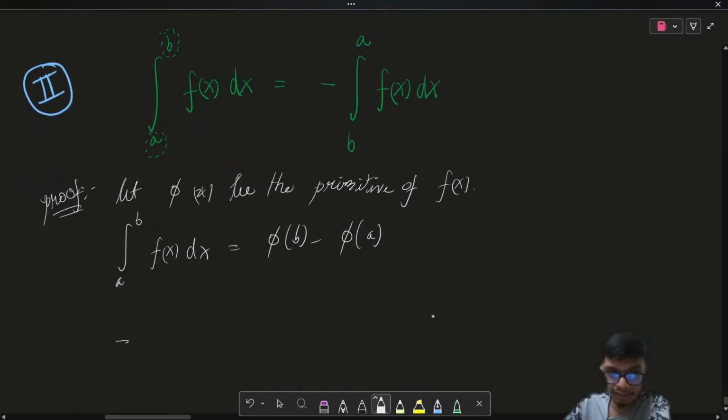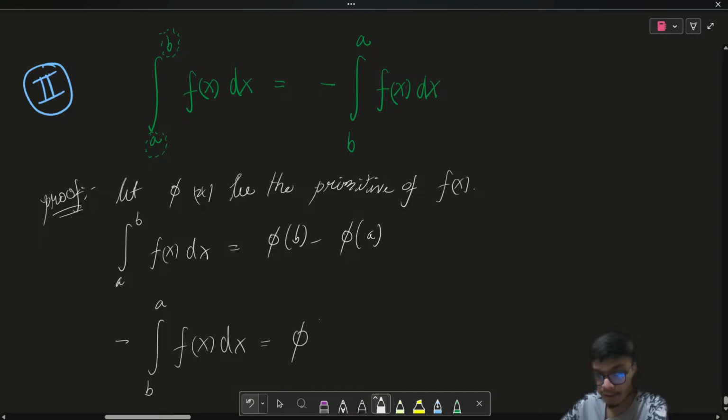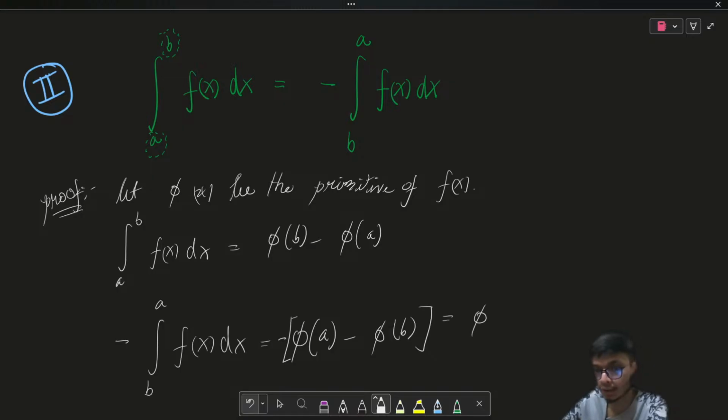Similarly, if I take a negative sign and do the integral from b to a for this given function f of x dx, then this can be given as phi of a minus phi of b. But don't forget there is a negative sign outside, which will make it again equal to phi of b minus phi of a, which is again the same, right? So when you change the limits of the definite integral, it only changes by a negative sign. I hope this is clear to all of you.